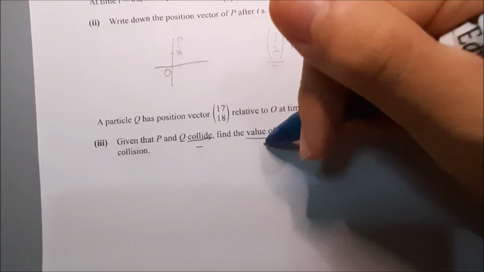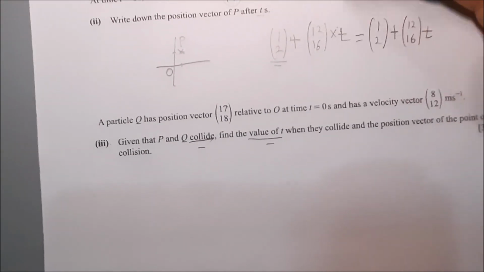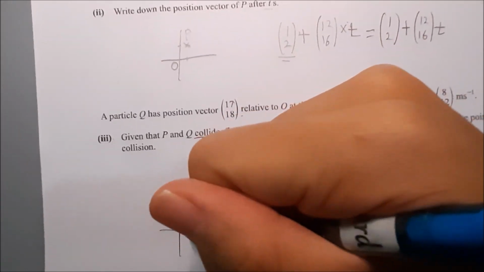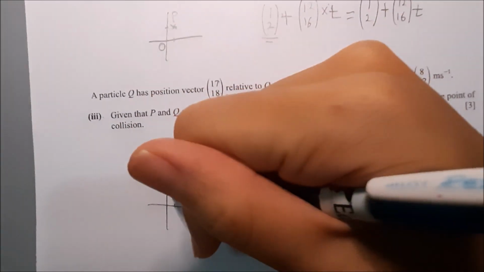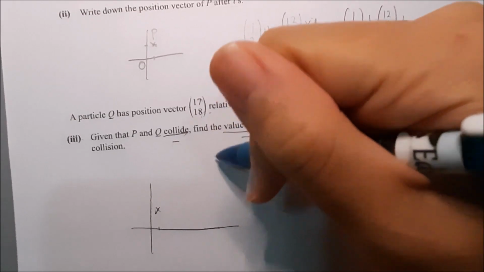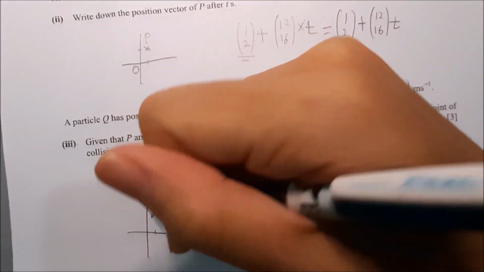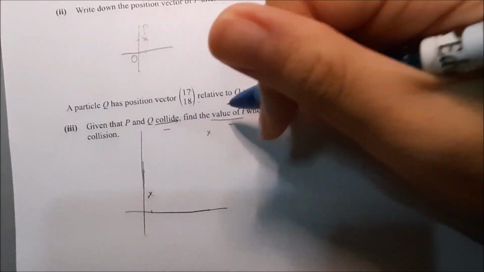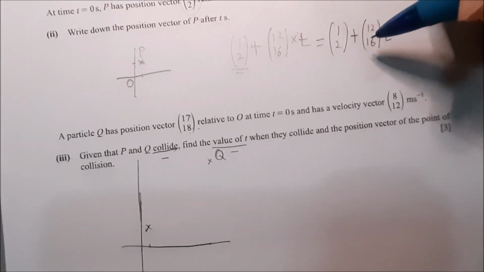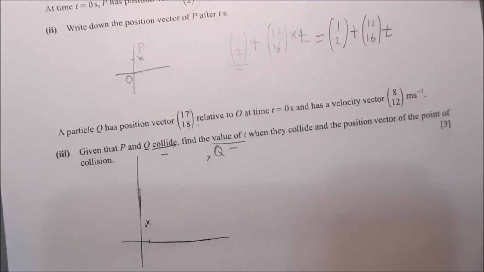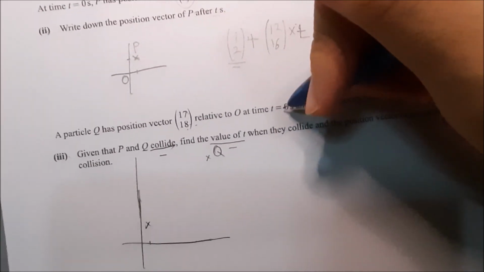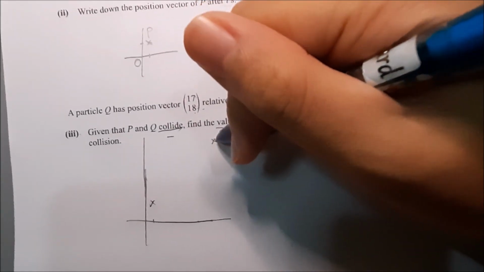So this is still after a certain amount of t seconds. So let's say particle Q is now at 17, 18, and particle P is at 1, 2, just here. Particle Q at 17, 18 is, let's say, somewhere around here. And then from here it says they are colliding with each other after t seconds. So this basically means that particle Q is already at this position.